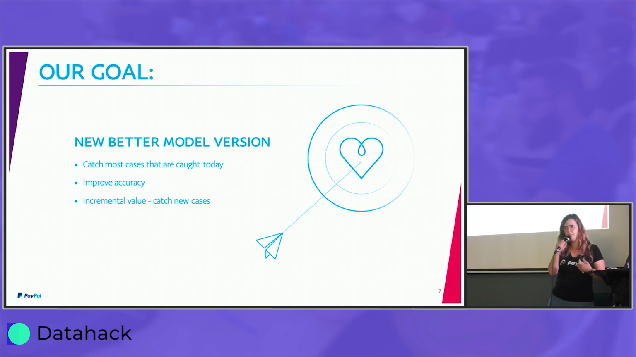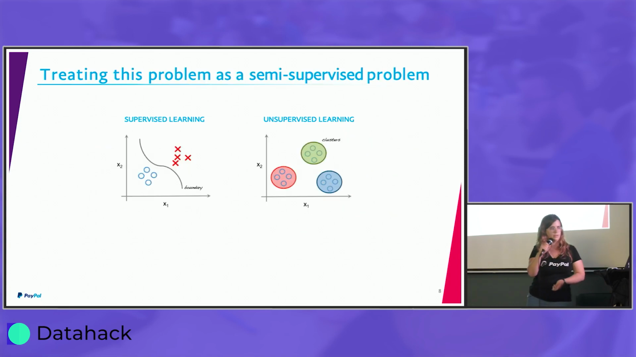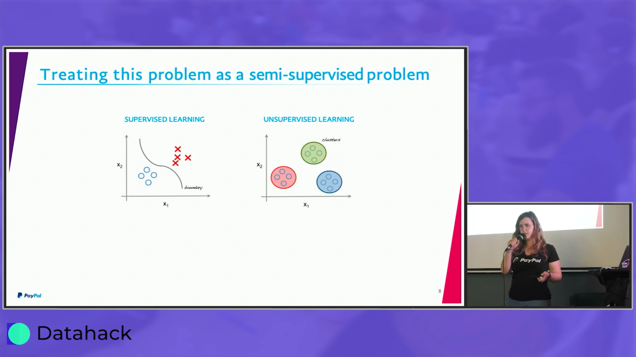And we want to offer some incremental value, meaning we want to catch bad cases that were missed by the previous model. If we're mapping our problem back to the data science world, we know that in general we can divide the problems into supervised learning, where we have a label and we're trying to predict it, and cases where we don't have a label, the unsupervised learning cases, where we're trying to cluster together, group together many different records.